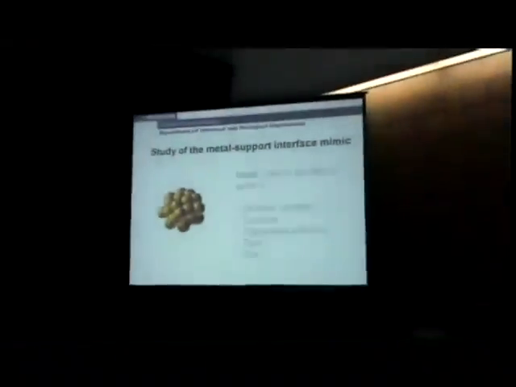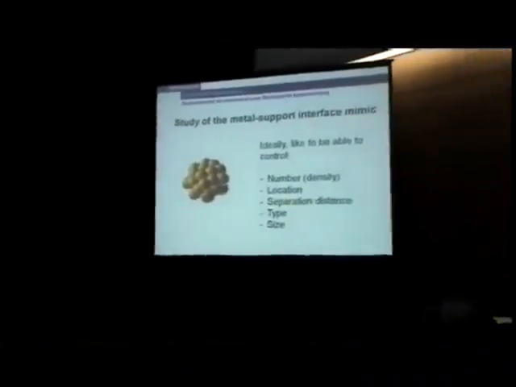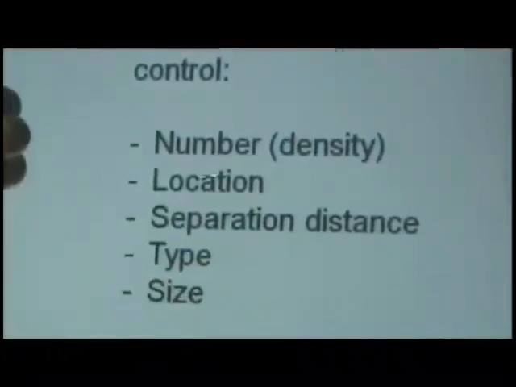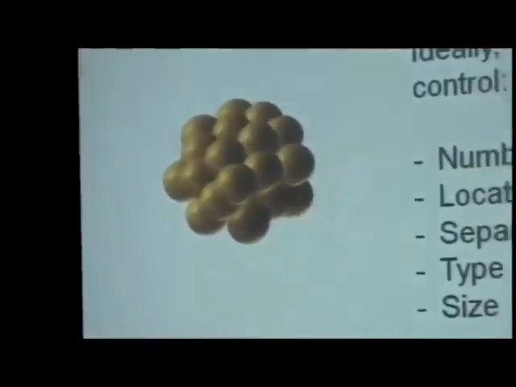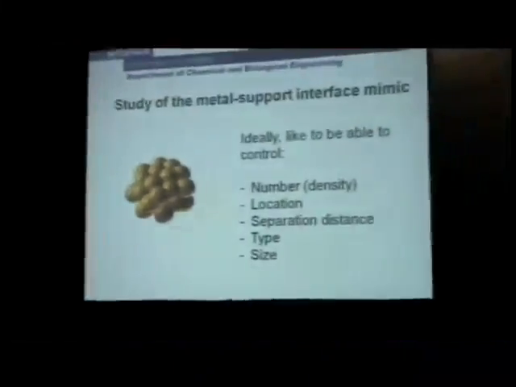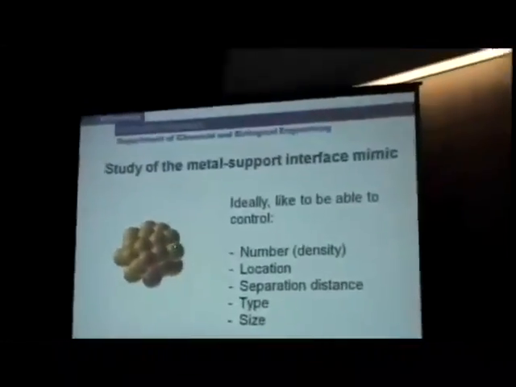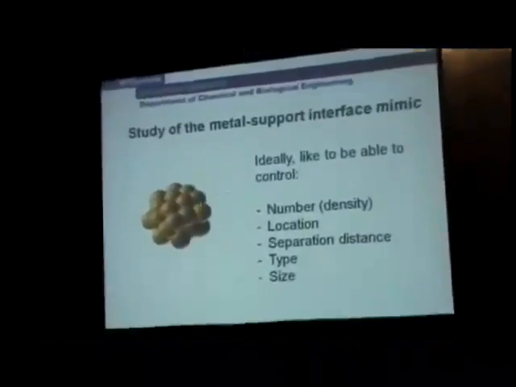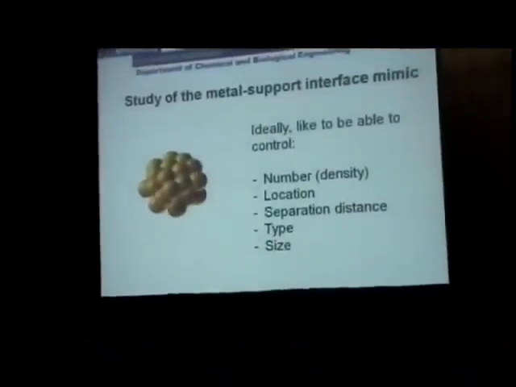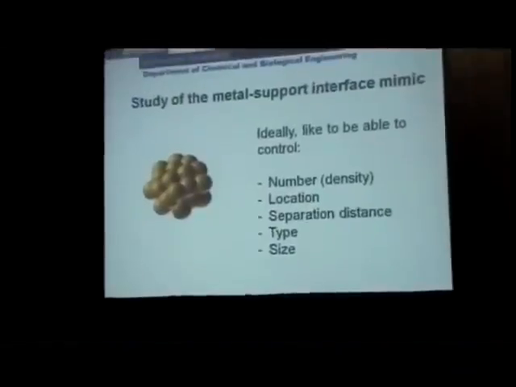Now how do we do that? How do we make something like that in a controlled manner? What we would like to do, for example, is to create an interface in which we can change the density or number of the interface at will. Hopefully we can even control the location of it, meaning that we can put the titanium right next to the gold or a little distance from the gold and see the potential difference in activity.